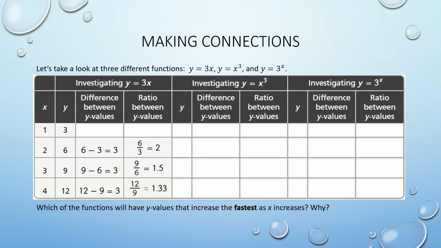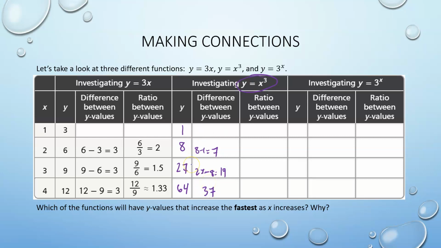Okay, so we could go through and do the same thing where we evaluate y equals x cubed. If I plug in 1 for x, 1 cubed would be 1, 2 cubed is 8, 3 cubed is 27, and 4 cubed is 64. If I find the difference here, I would do 8 minus 1, which is 7, 27 minus 8, which is 19, and when I subtract 64 minus 27, I get 37. Okay, so you get the idea.